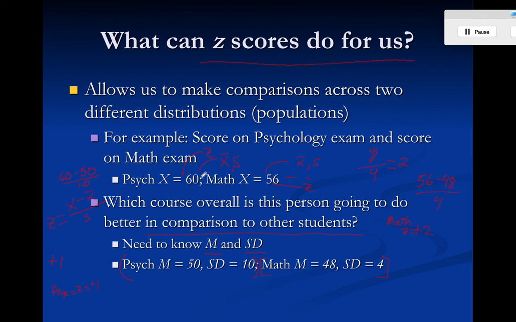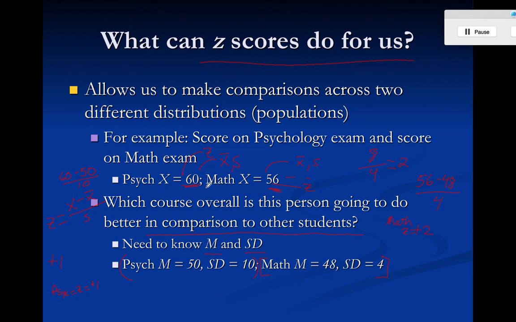So even though I got a 60 on the psych exam and on the math exam I got a 56, in which of the two classes am I doing better? If you just look at the raw scores, you would say, well, technically you're doing better in psych because it's a 60, a higher grade than a 56. And you're right if you're looking at the raw scores. But here, I'm not interested in comparing the raw scores from psych to math. I'm interested in comparing how well I'm doing in comparison to everyone else for these particular groups.